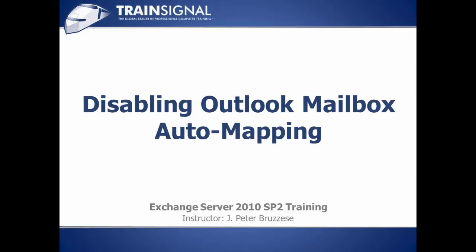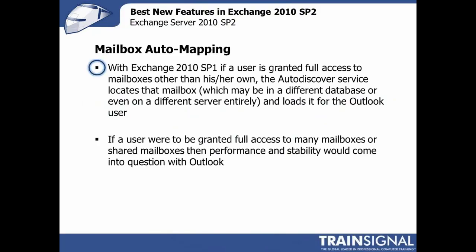All right, let's talk about disabling Outlook mailbox auto mapping and why that's important. With Exchange 2010 SP1, if a user is granted full access to mailboxes other than his or her own, the Auto Discover service will locate that mailbox, which could be in a completely different database. It could be on a completely different server. It could be in a completely different site, too. And what it does is it reaches out and loads that for the Outlook user, so that now the user is able to see their mailbox as well as the other mailbox, right?